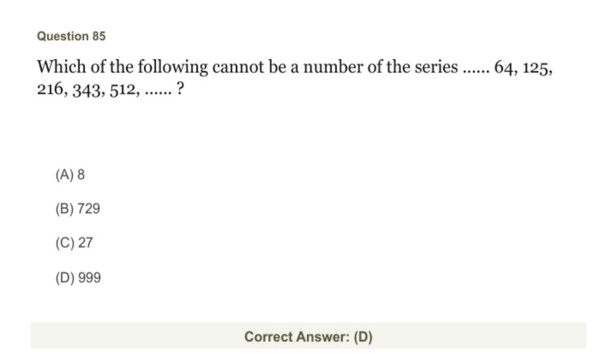But 999. Well, 999 is not a perfect cube. The cube root of 999 is approximately 9.97, which isn't an integer. Therefore, the number that cannot be part of this series, based on the pattern of perfect cubes, is 999. That's why the correct answer is D. Understanding these patterns helps us quickly identify anomalies and sharpen our number series skills.